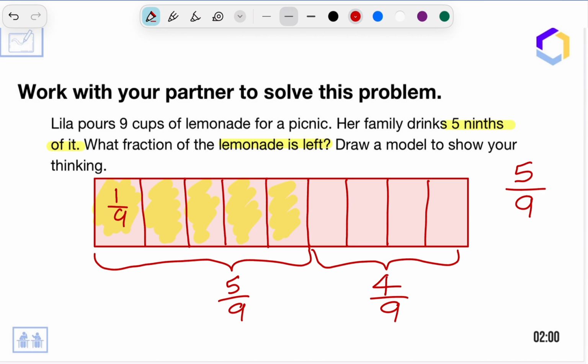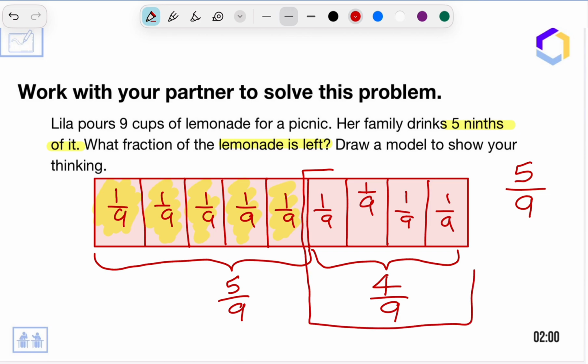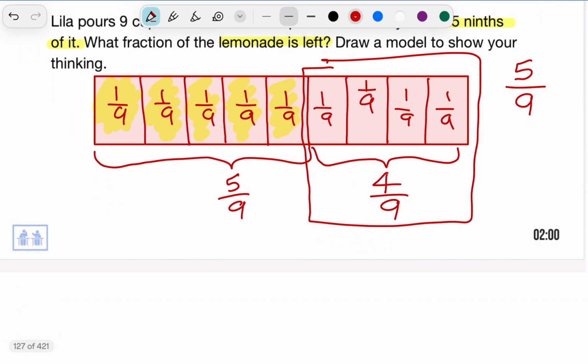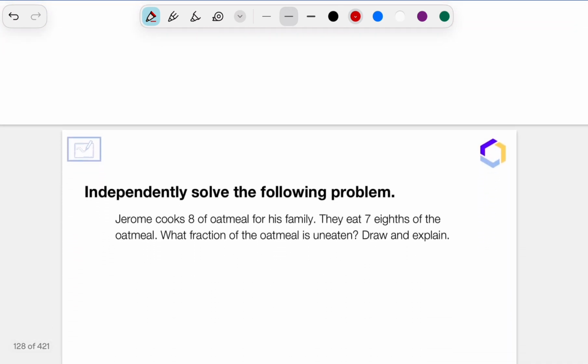Okay, notice I'm going to put a unit fraction in my strip to show you exactly what I'm doing. 1/9 and then 1/9. Out of those, 4 were left. So you would say my solution statement is that 4/9 of the lemonade was left over. 5 out of 9 of the lemonade were gone. That's how much of the lemonade was taken by the family. All right. So that's how you pretty much do it. You identify the shaded parts and the not shaded parts. Pretty simple. Looking into the next question.